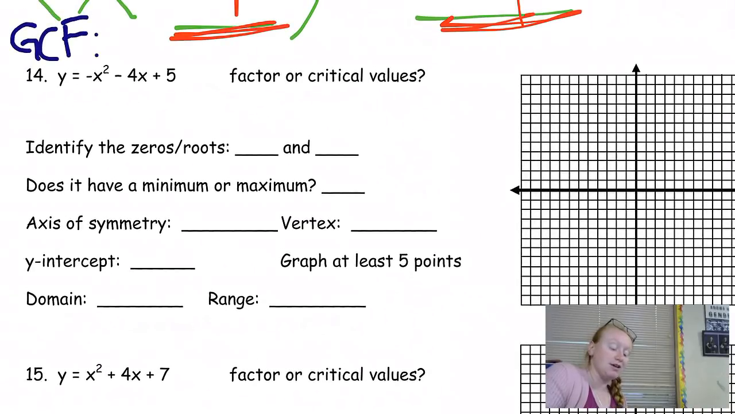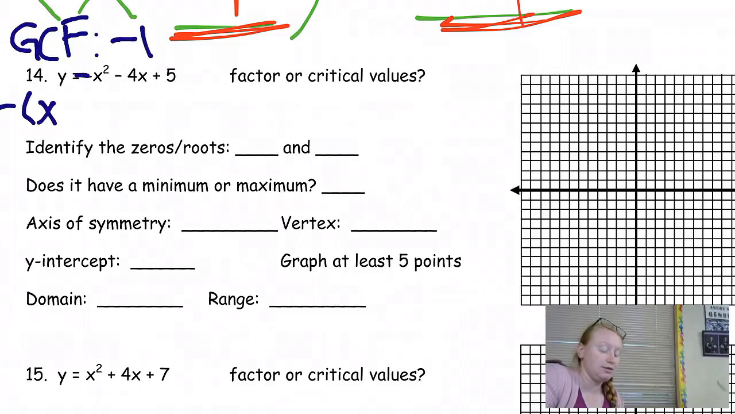My greatest common factor here is a -1. I know that's weird, I know it's gross, but it's just because that front number is a negative, we have to take that negative out. We want to go and put negative x squared plus 4x minus 5.